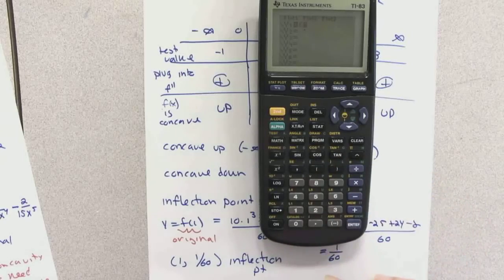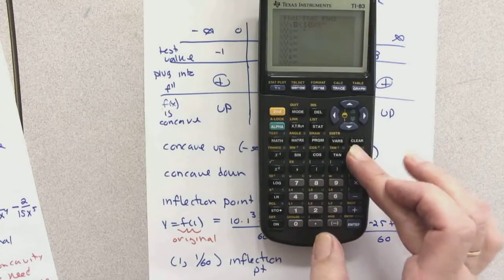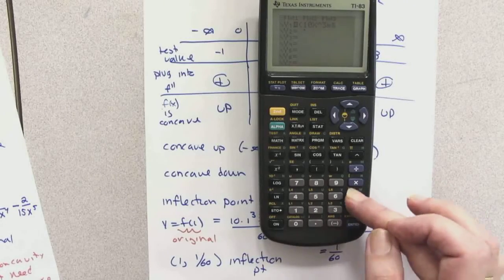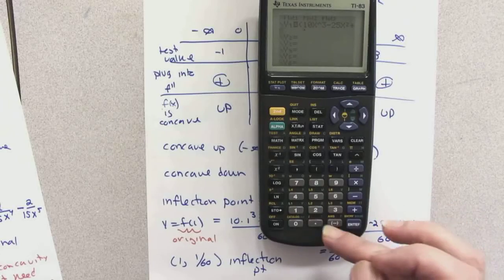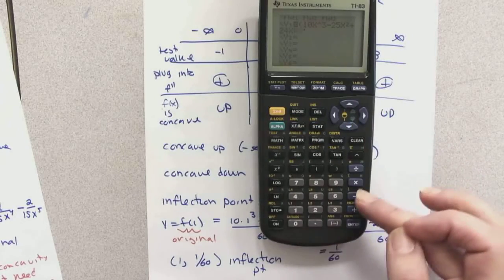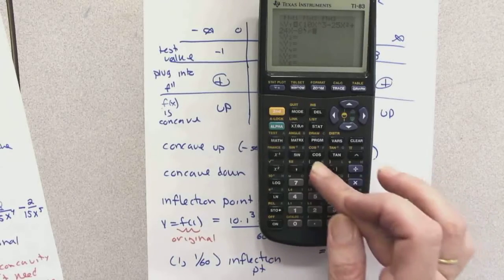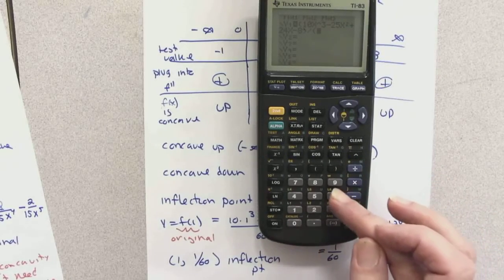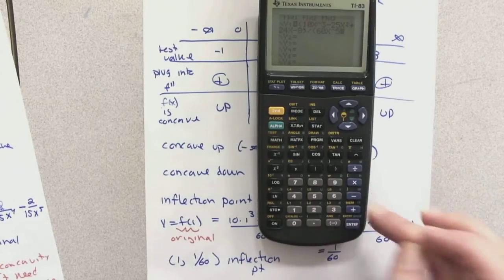So I put my entire numerator in parentheses, 10x cubed minus 25x squared plus 24x minus 8. My entire numerator in parentheses divided by my entire denominator in parentheses, 60x to the fifth.